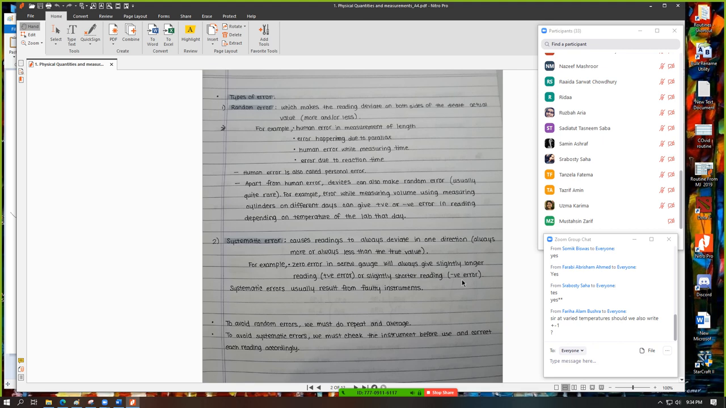Yes, zero error. The property of zero error is that the error should always be subtracted, meaning if the error itself is positive, then it actually is subtracted.